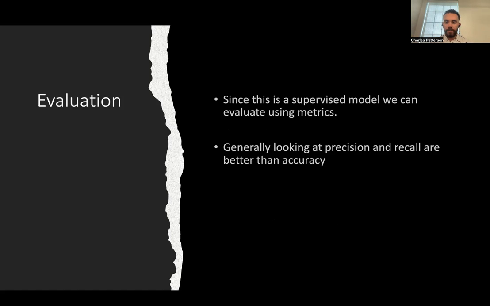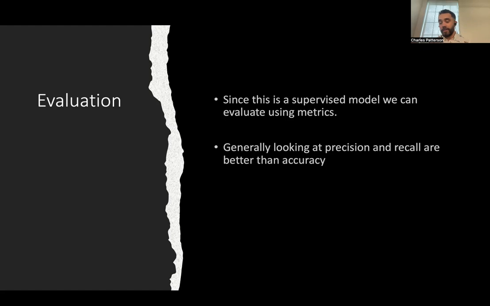To evaluate these models, because they are supervised models, we can actually use evaluation metrics, which is really handy, rather than using unsupervised where we have to go in and just look and see, okay, did we cluster this right? Are the results going to make sense? We can actually go in and test, like, okay, how accurate was it.